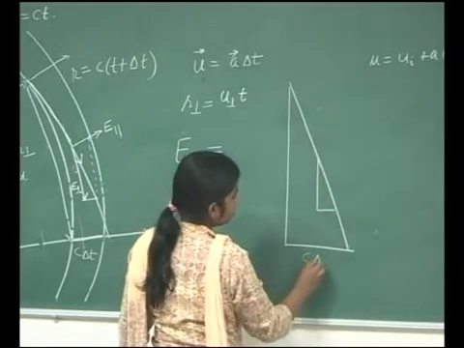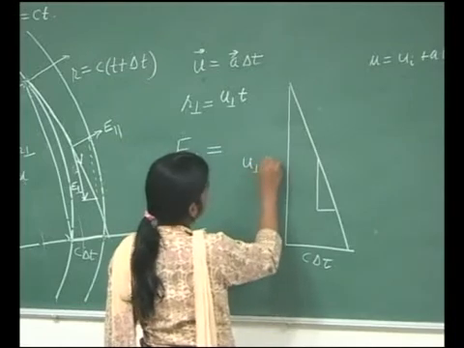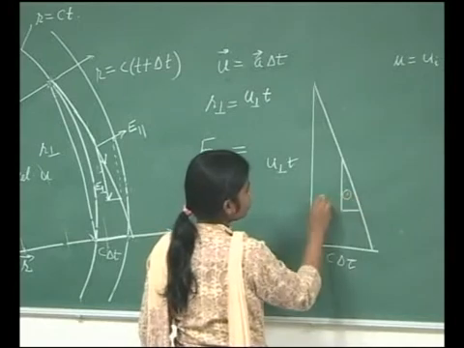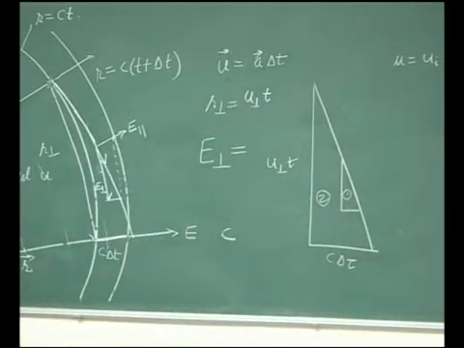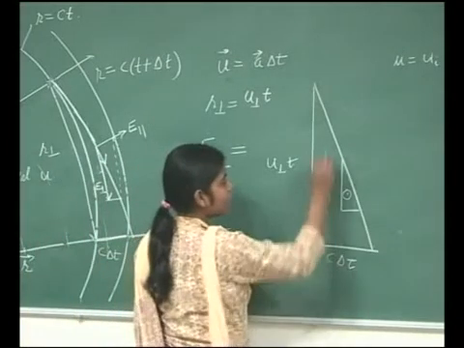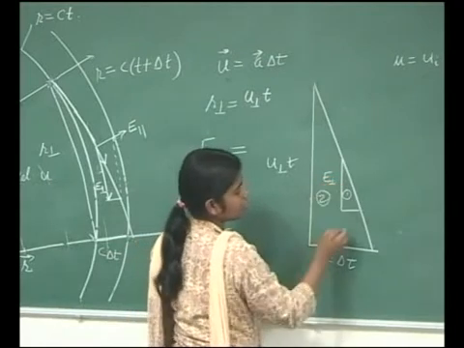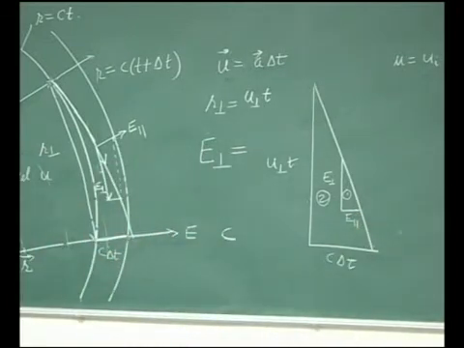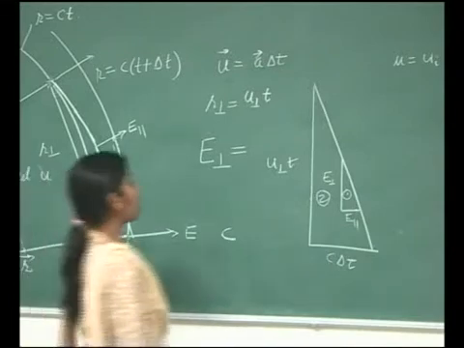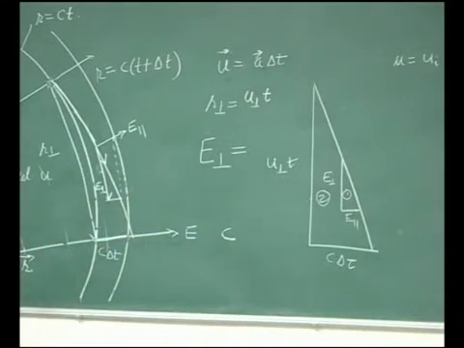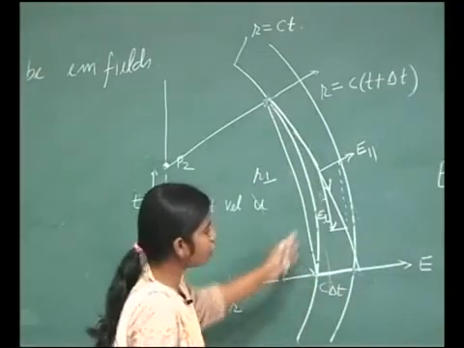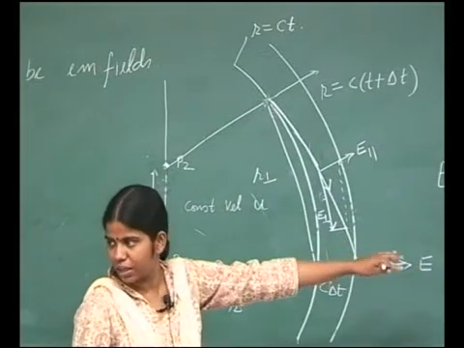So, now this is c delta t and this is u perpendicular t. Okay. I can see that this small triangle and this big triangle are congruent, is it not? So, here this length is E perpendicular and this one should be E parallel. Okay. And these two triangles are congruent. So, can I rub this off? This was just to explain you, to see the picture which is drawn here more clearly. Okay. So, is it clear? So, I am going to remove this.